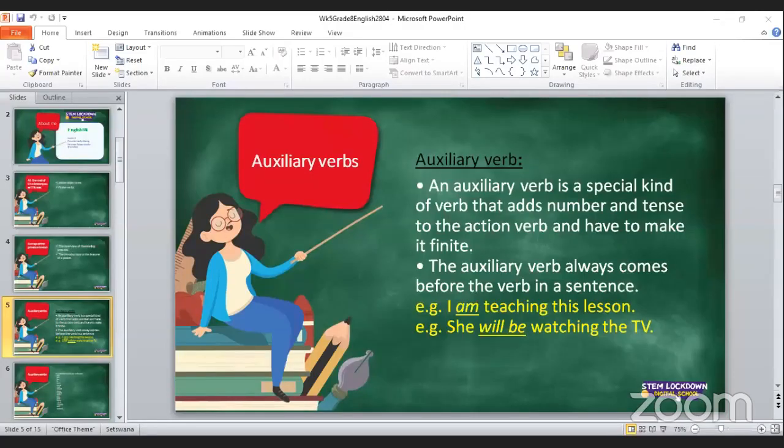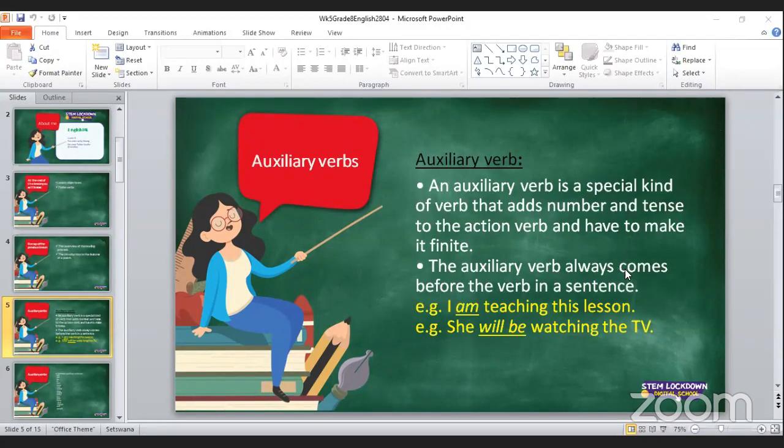My apologies for the technical problems I'm experiencing at the moment. Let's continue with the lesson. So yes, we all know what a verb is. It's a doing word, a word which shows an action. An auxiliary verb is a special kind of verb that adds number and a tense to the action verb, and it helps to make it finite.